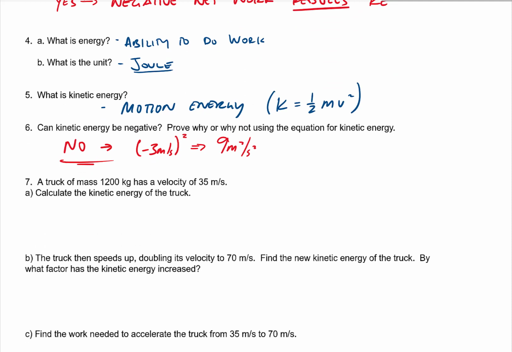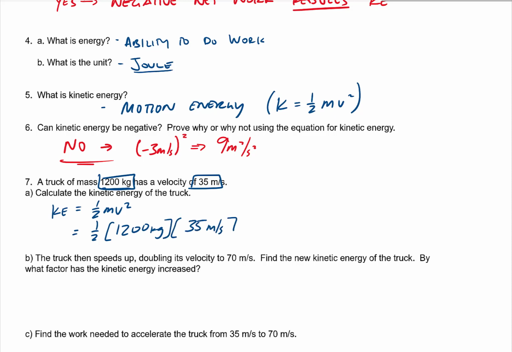So a truck has a mass of 1,200 kilograms, a velocity of 35 meters per second. We want to calculate the kinetic energy of the truck. Kinetic energy is 1/2 mv squared, so that's 1/2 times 1,200 kilograms, its mass, times the velocity, 35 meters per second, whole thing squared. So the kinetic energy of that object is 735,000 joules. When you're calculating that, be sure you square the velocity of your object.